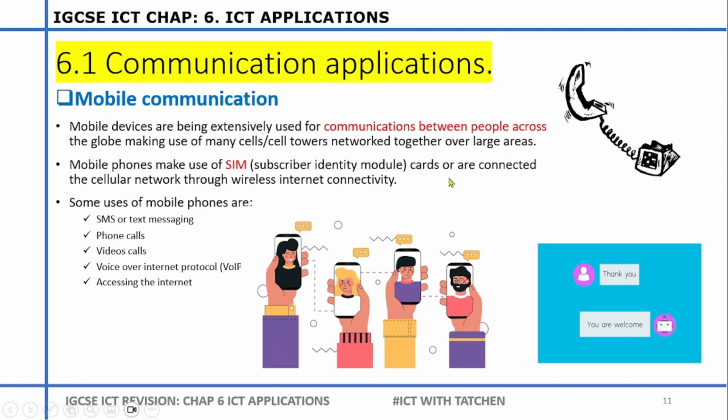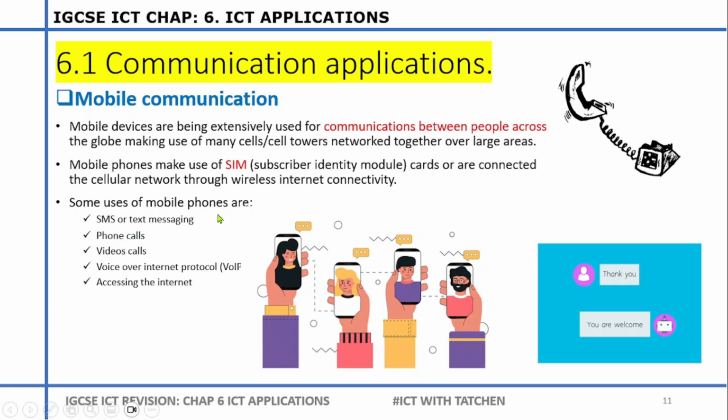Next thing, mobile communication, the most common one. I believe, for the Android generation, this is one of the most common. If you could forget anything, don't forget this one, mobile communication. Mobile devices are being extensively used for communication between people across the globe. Previously, people used to travel miles just to deliver a message, but now, before you close and open your eyes, somebody has already delivered a message. So that is communication using the mobile phone.